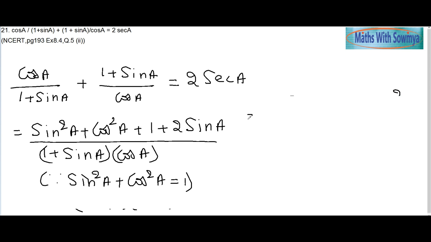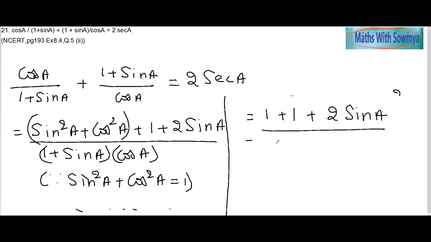So, here we can write it as 1 plus 1. So, this whole thing becomes 1. This 1 as it is plus 2 sin A divided by 1 plus sin A into cos A.